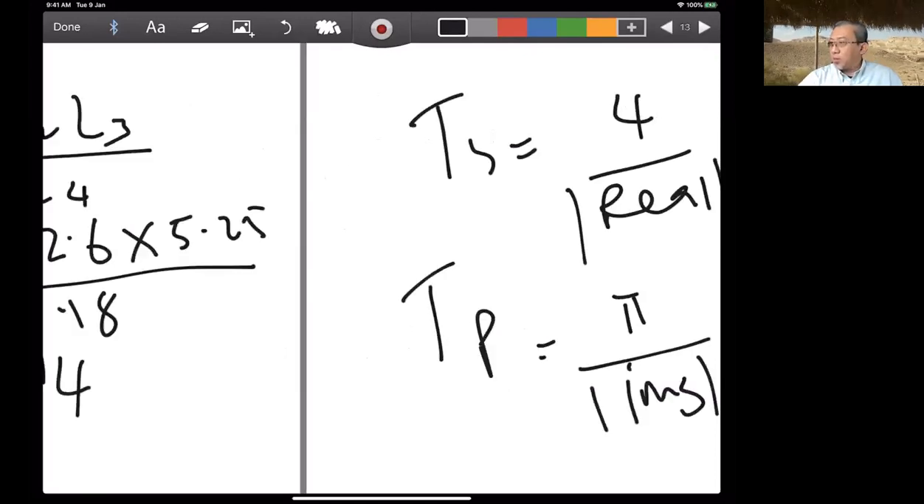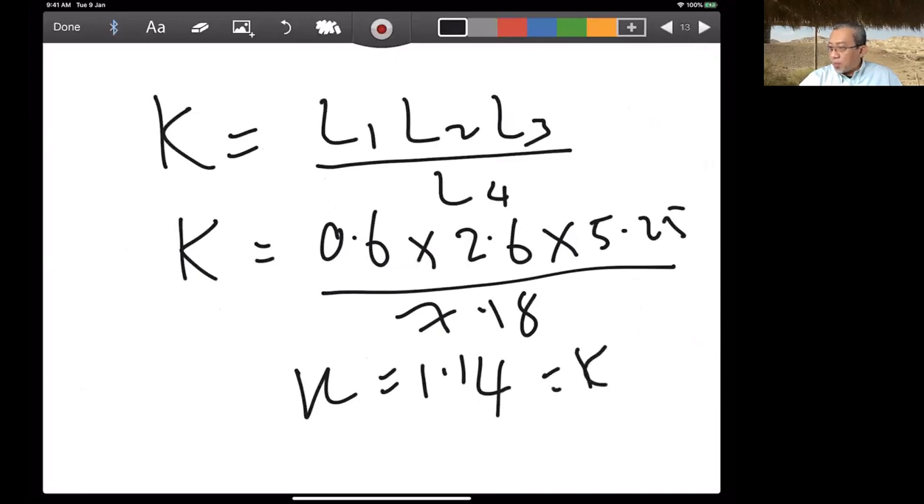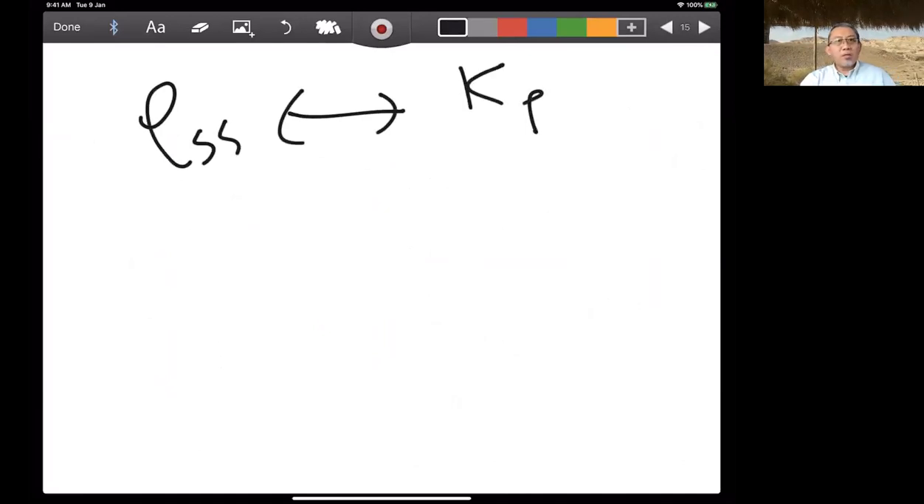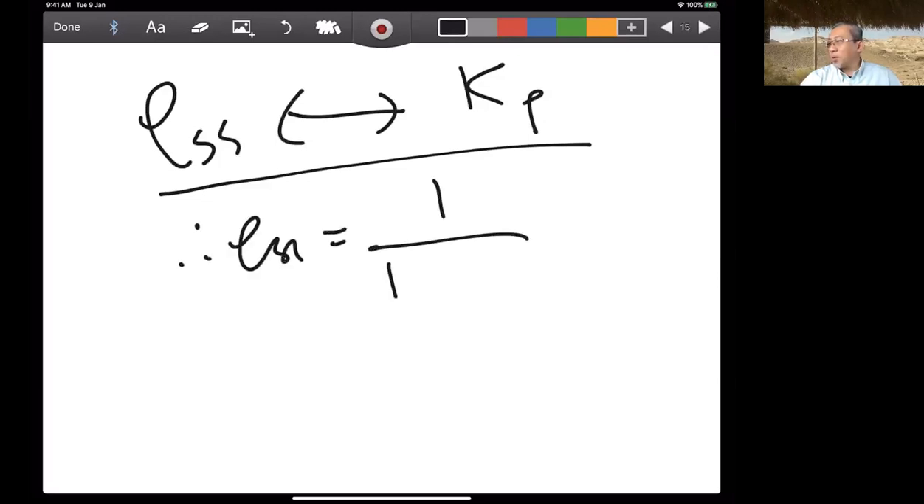The K we found is actually KP, the proportional gain. In reality it is a variable resistance, the knob that we turn. Now, what about the error? What is the relationship between ESS and KP? ESS is equal to 1 over 1 plus KP.